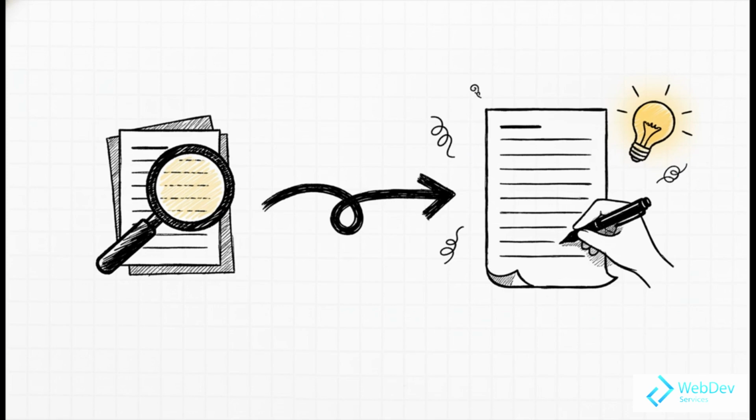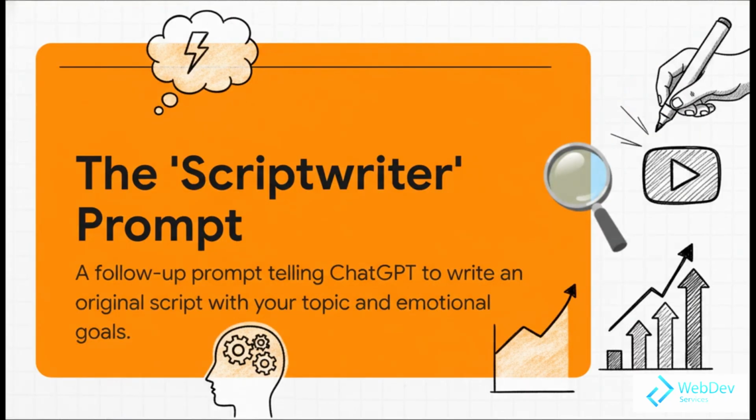So, once ChatGPT totally understands that winning formula, it's time for step 2, the writer. And this, my friends, is where the magic really starts to happen. You're not just asking for some generic script. Nope, you're asking for a script that's modeled after that successful style you just analyzed. For this part, you use the scriptwriter prompt. And here's the key, you do it in the exact same chat window. That's so crucial because ChatGPT remembers the analysis from before.